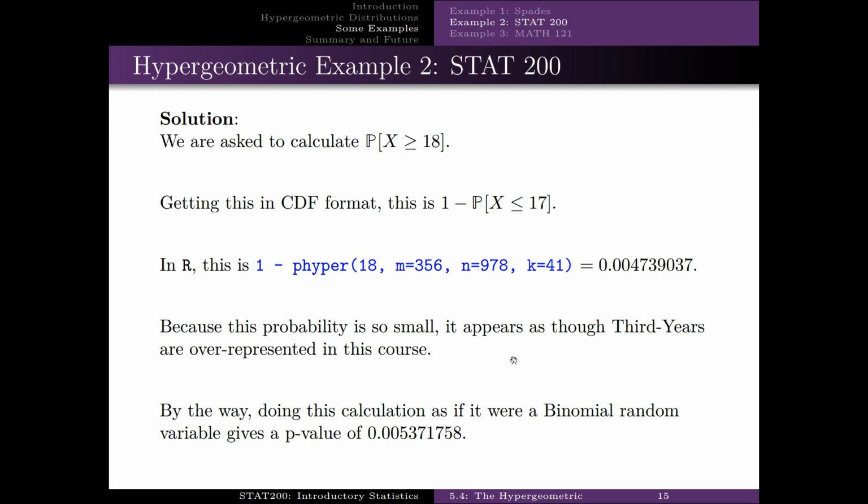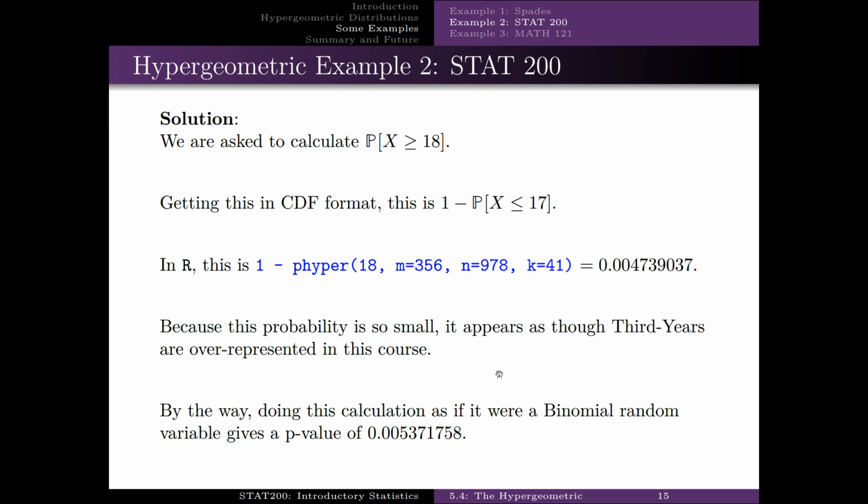Or, I'm wrong about M, N, and K. I trust the registrar to give me these two numbers. I know I can count to 41. Therefore, I'm going to conclude that third years are indeed overrepresented.